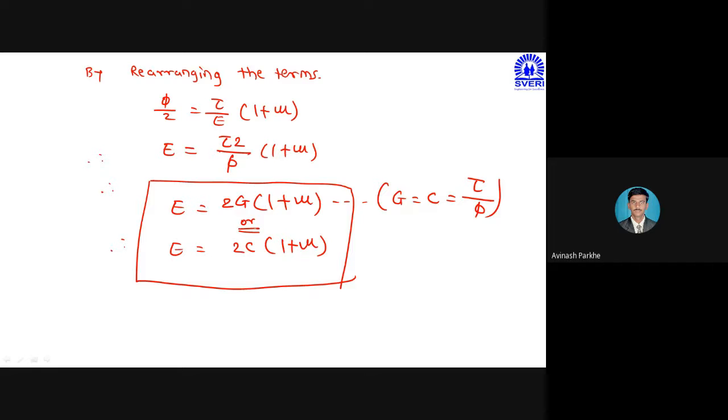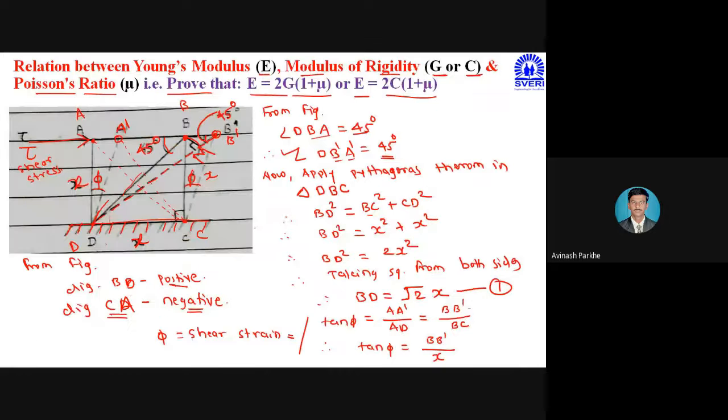So what we have done in this particular formula is consider one block ABCD. That ABCD block is subjected to the tau amount of shear stress. Due to that shear stress, distortion takes place from A to A dash and B to B dash, so you get this particular phi angle. Before application of force, one angle is 45 degrees. After application of force, the same angle is also 45 degrees.